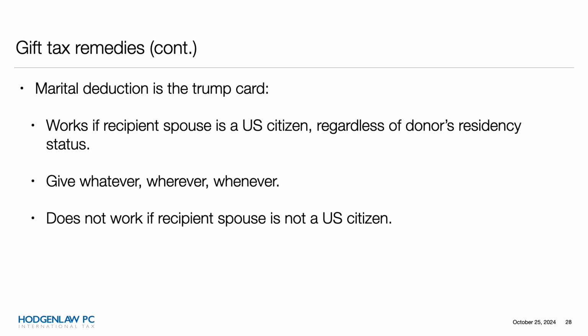And the last one, and probably the most common one I see people use, is the marital deduction. This works if the recipient spouse is a U.S. citizen, and it doesn't matter what the donor's residency status is. So U.S. resident or citizen, U.S. non-resident, doesn't matter. As long as the spouse is a U.S. citizen, you get the marital deduction. You can give whatever, wherever, whenever.